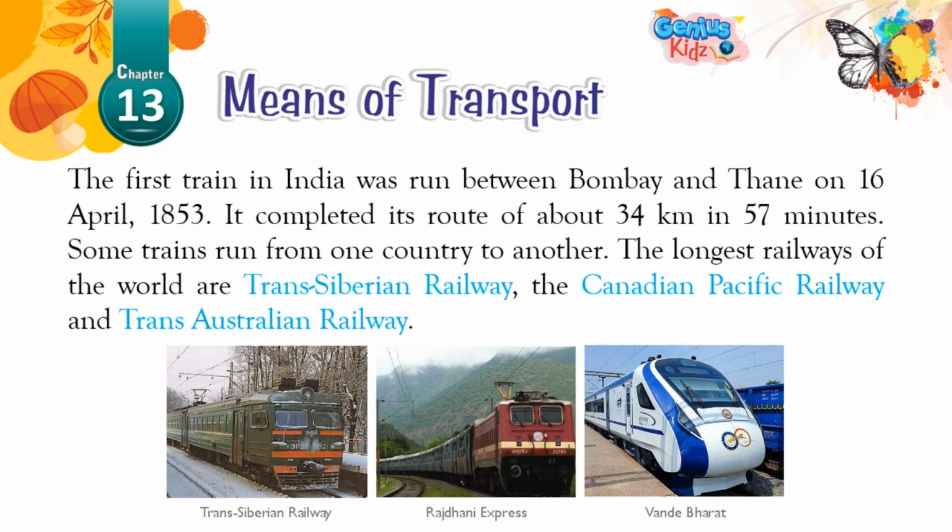The first train in India was run between Bombay and Thane on 16 April 1853. It completed its route of about 34 kilometers in 57 minutes. Some trains run from one country to another. The longest railways of the world are the Trans-Siberian Railway, the Canadian Pacific Railway, and the Trans-Australian Railway.